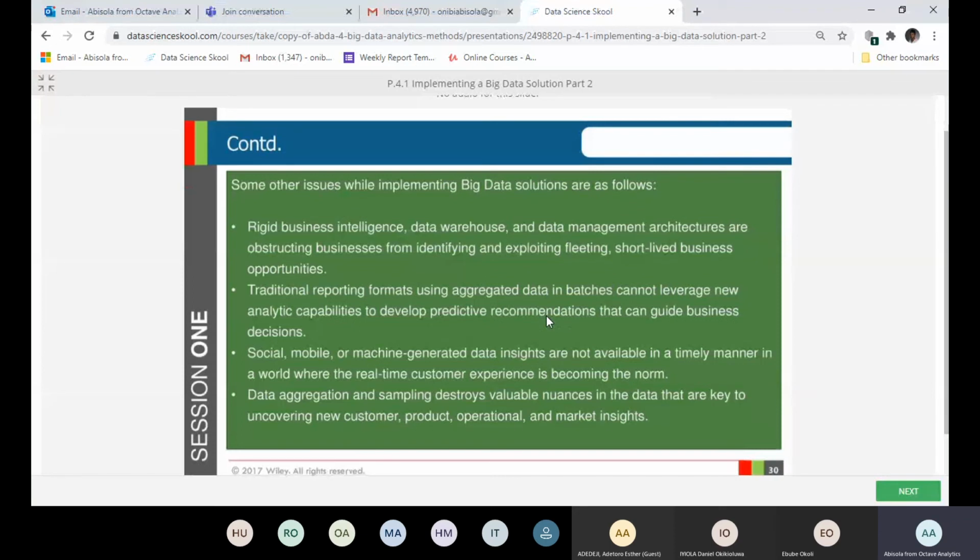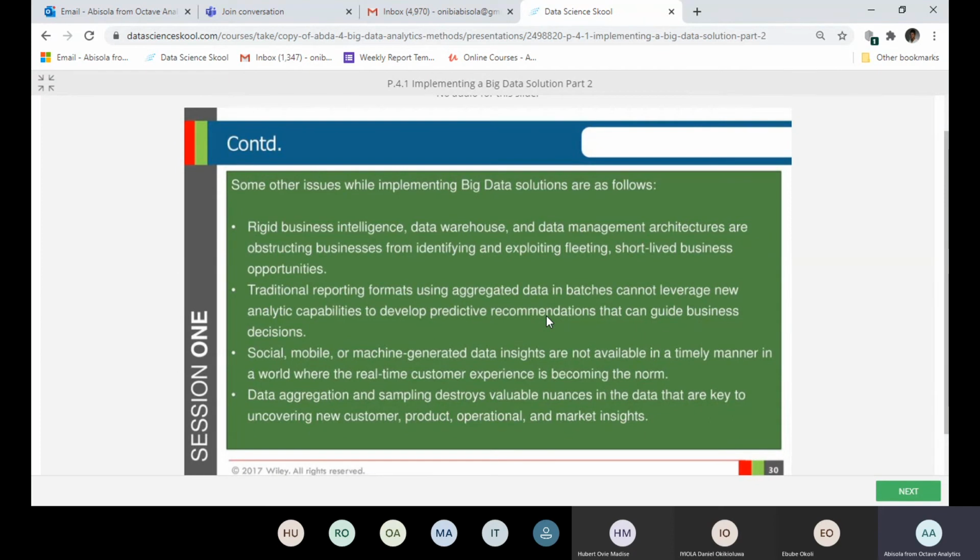Some other issues that we have are rigid business intelligence or data warehouse architectures. Maybe the company that you are working for is not flexible with their data warehouse. It is the way it is that they want it. They don't want you to change it. That is the way they want you to use it. If you cannot use it like that, then leave it alone. That is another challenge you could face, because you may want to explore something and you are not given the opportunity to explore that thing.